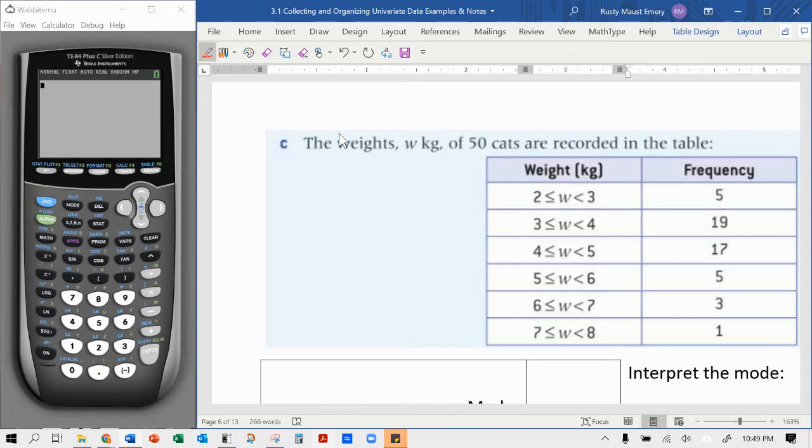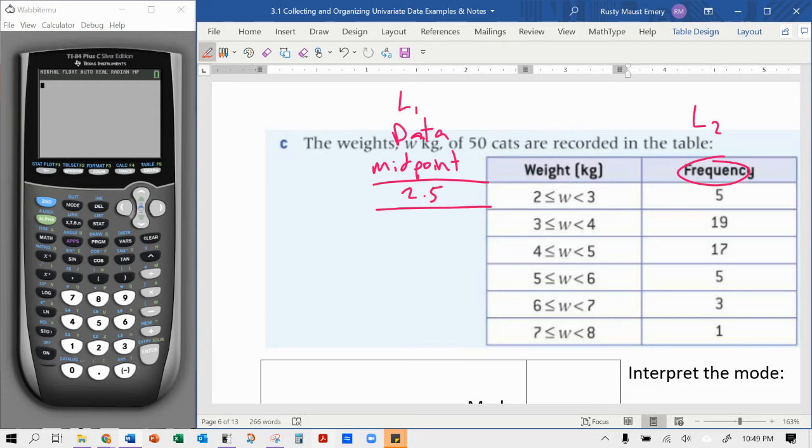Right. So for this data set, instead of using these intervals for my data list, L1, my frequency list is still going to be L2, but I have to find the midpoints of these intervals. And to find the midpoints, you just add up the lower and upper boundary and divide by 2, right? You're just finding the middle. So 2 plus 3 is 5, divided by 2 is 2.5.